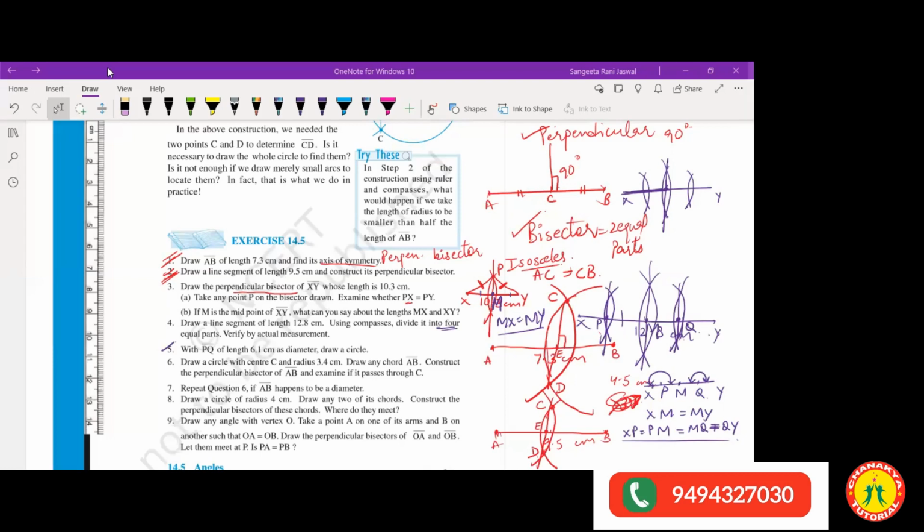See, children, we really need practice in this, okay? Although I understand it takes time to do construction and write steps, you have to increase your speed.